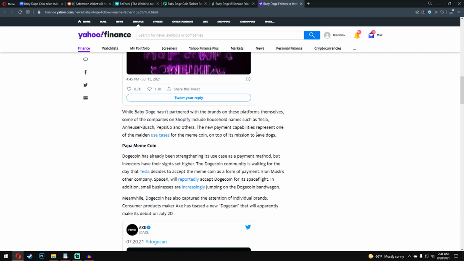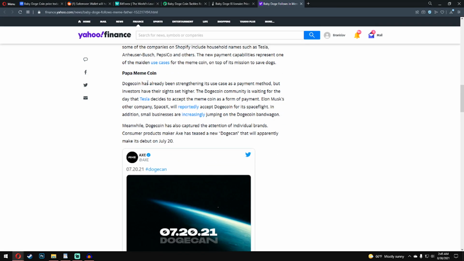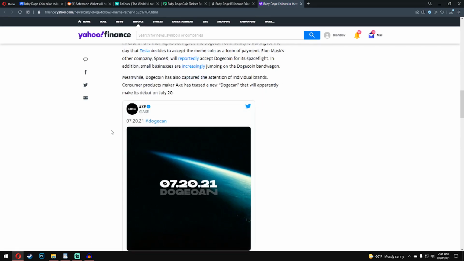New payment capabilities represent one of the maiden use cases for the meme coin, on top of its mission to save dogs. Dogecoin has already been strengthening its use case as a payment method, but investors have their sights set higher. The Dogecoin community is waiting for the day that Tesla decides to accept the meme coin as a form of payment. Elon Musk's other company, SpaceX, will reportedly accept Dogecoin for its spaceflight. In addition, small businesses are increasingly jumping on the Dogecoin bandwagon. Meanwhile, Dogecoin has also captured the attention of individual brands. Consumer products maker X has teased a new Doge can that will apparently make its debut on July 20.